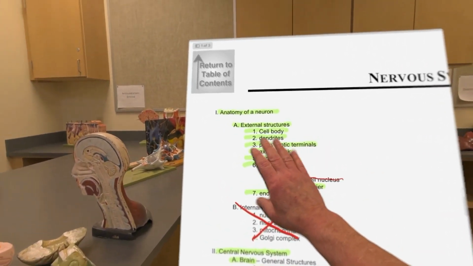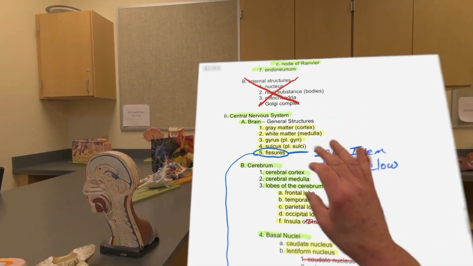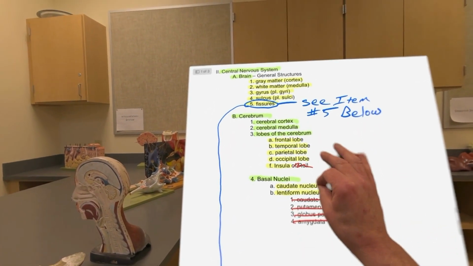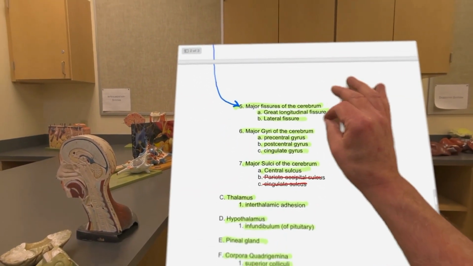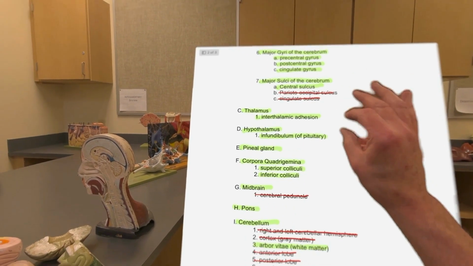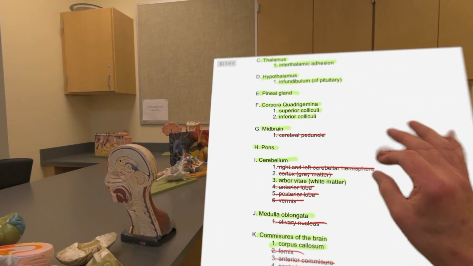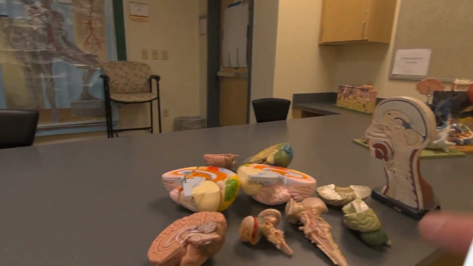We did anatomy of a neuron. We did brain, gray matter, white matter, gyrus, sulcus, fissures. We did cerebrum. We did major features of the cerebrum. We did gyri and sulci, hypothalamus, corpus callosum. Oh, we didn't do cerebellum. I'm going crazy. I totally and completely missed cerebellum. We did pons. We need to do cerebellum right now.